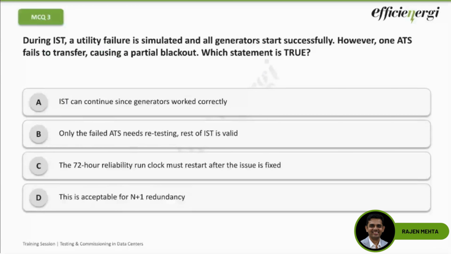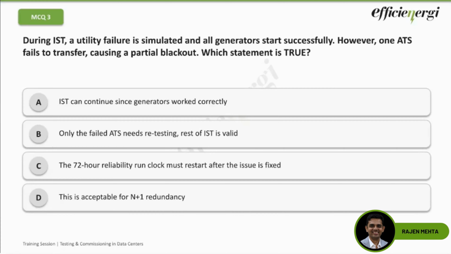Okay, before that, a small poll again, very quickly. If you can tell me, during IST, a utility failure is simulated and all generators start successfully. However, one ATS fails to transfer, causing a partial blackout. Which statement is true? Sachin sir is saying C. Ajit Kumar sir is saying C. Yeah, that's right. We need to restart the clock.